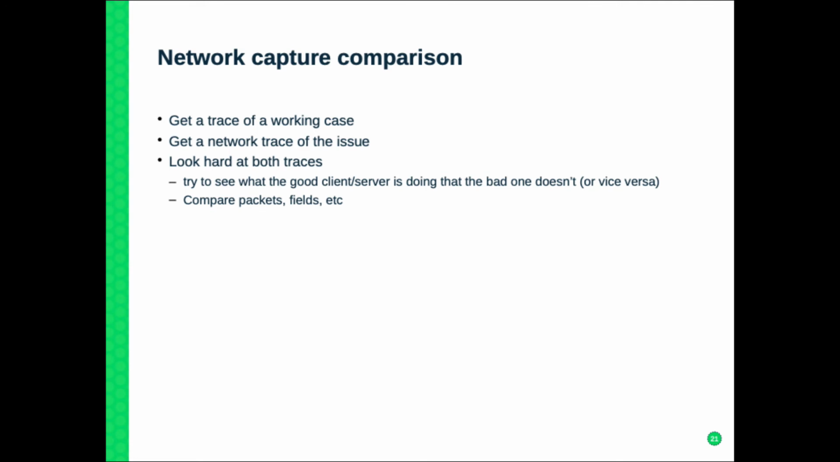So network captures are nice, but oftentimes you have a working case, like a client that works and a client that doesn't, and you want to compare those two traces. Within Wireshark, it's not so easy to do, I think. You have to look hard at both traces and see what the good client is doing or what the good server is doing and what the bad one isn't. And you have to compare each packet, each field, etc.